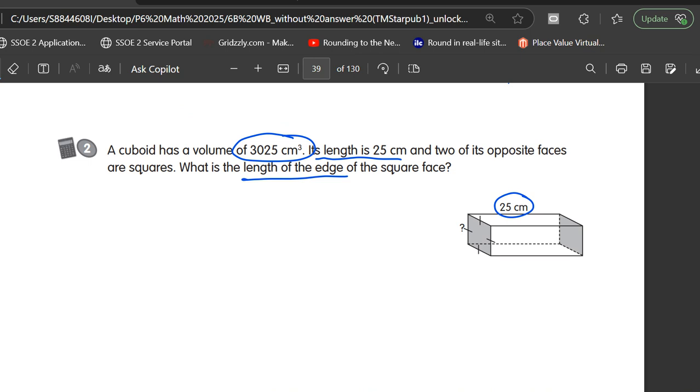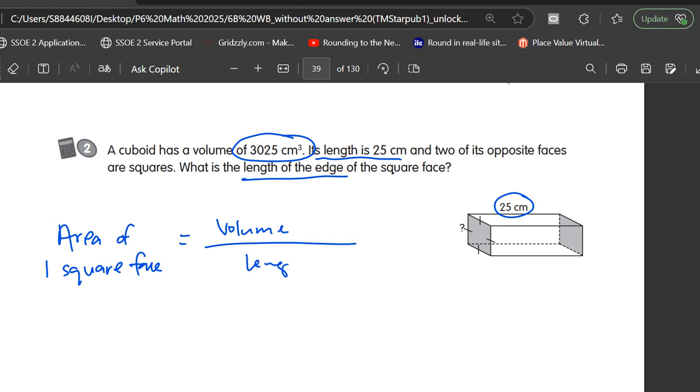Now can you see why I sequenced the revision question just now as a textbook question? Okay? So the first part is to find the area of one square face. To find the area of one square face, I'll take the volume, divide by the length. So the volume is in cm cubed, the length is in cm. So when I divide, I should get cm squared. So it's 3025 divided by 25.